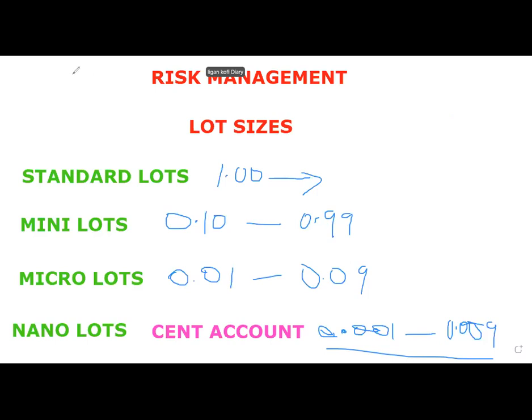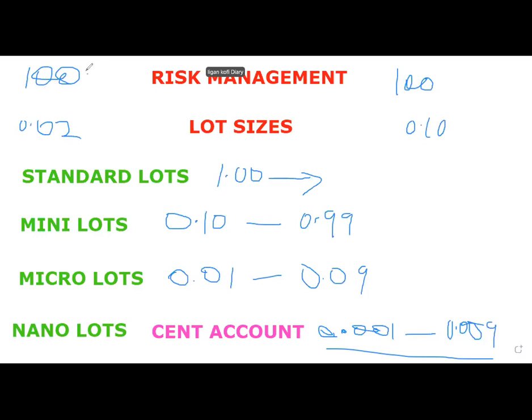So assuming, like I said, I am having a $100 account. You are also having a $100 account. And then I decide to use maybe 0.02 on my account. You have decided to use 0.10 on your account.